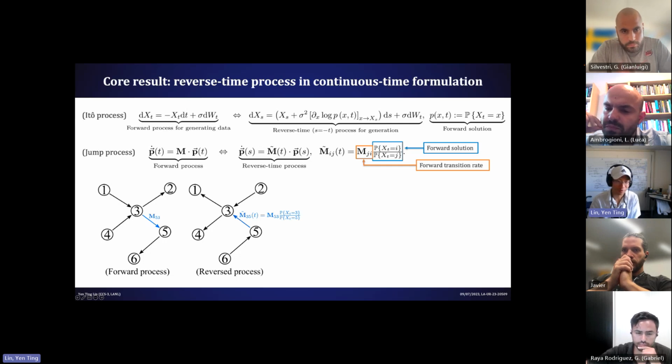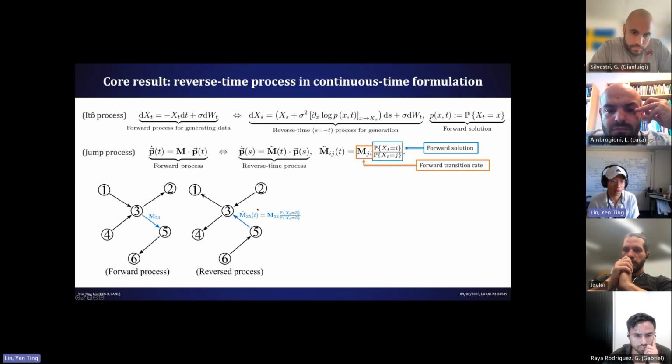And that's sort of intuitive, right? So if you can jump from 1 to 3, now the reverse process has to be only from 3 to 1, right? And the more important thing there is the rate. So the reverse rate denoted by this tilde will be, for the 5 to 3, the forward rate, weighted by the probability of the state being 3 at time t, divided by the probability of the state being 5 at time t.